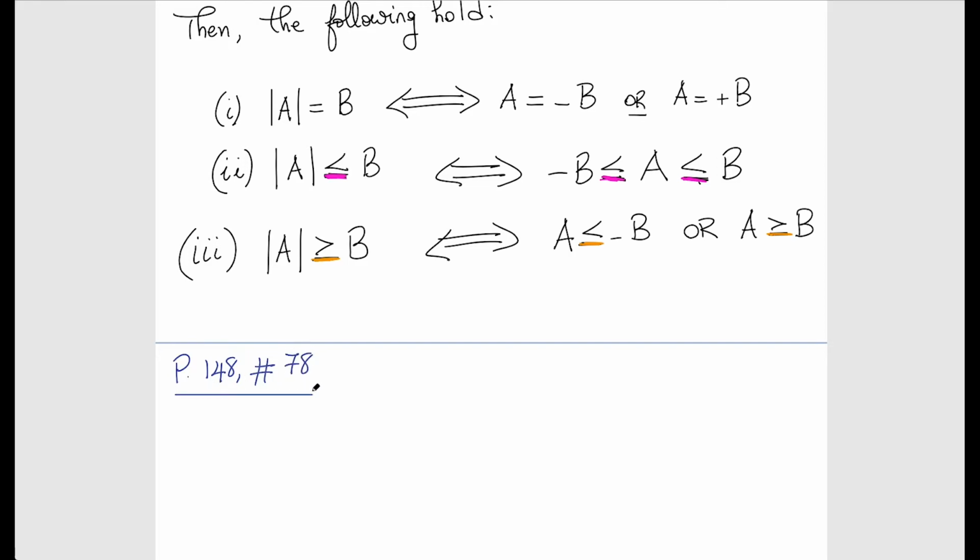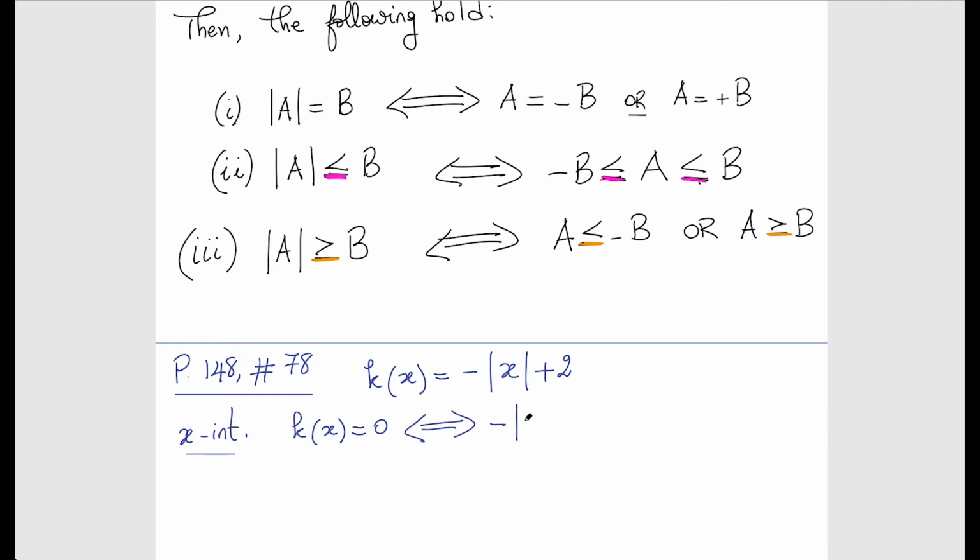So the function is k of x equals minus absolute value of x plus 2. Okay? So we want to find the x-intercept. Remember, to find the x-intercept, we need to solve the equation k of x equals 0. So the solutions of this equation would be the first coordinate of the x-intercept. The y-coordinate is certainly 0, right? Okay. K of x is equal to 0. That's the same as saying minus the absolute value of x plus 2 is equal to 0. Because that's what k of x is, right?